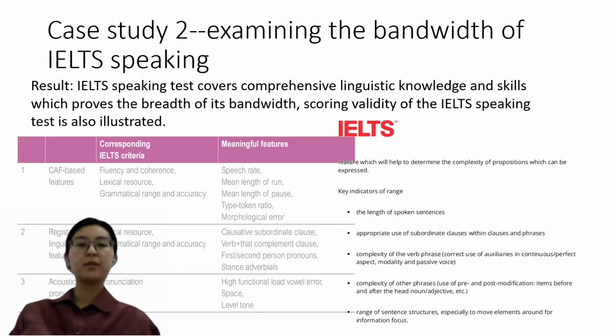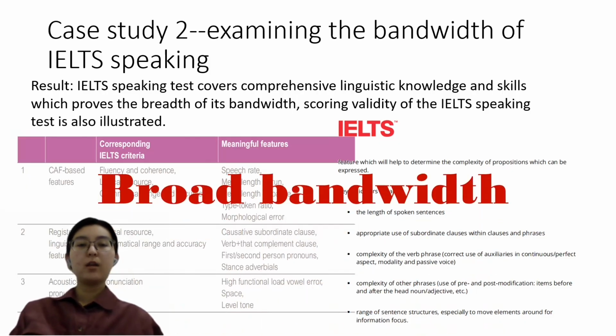The result shows that the IELTS speaking test covers comprehensive linguistic knowledge and skills represented in all these theories. Meaningful features of these theories are also being elicited or used as key indicators in the IELTS speaking test. By comparing scoring indicators of grammatical range of IELTS with meaningful features of these theories, we can identify a lot of similarities. This proves that IELTS has a broad bandwidth. Also, its scoring validity.